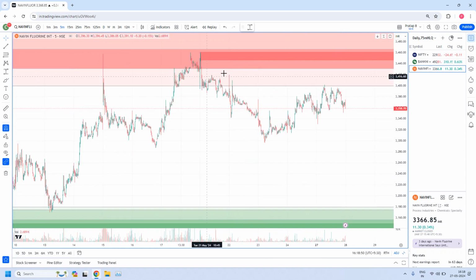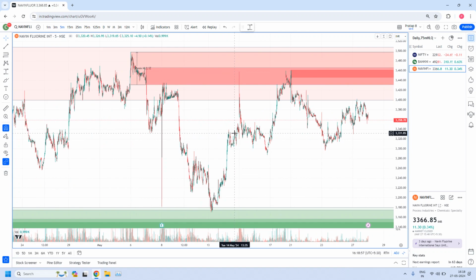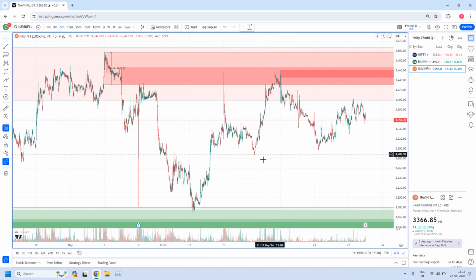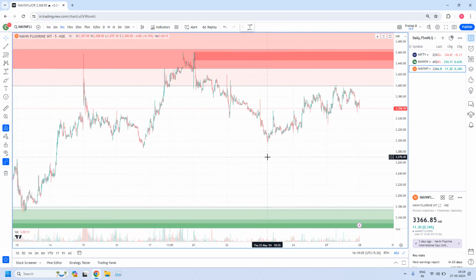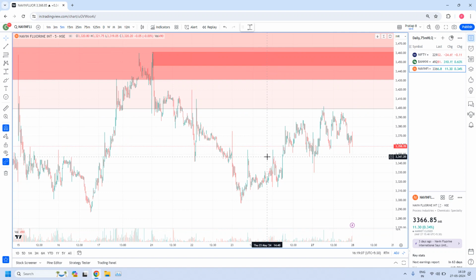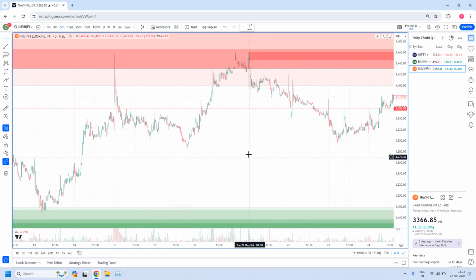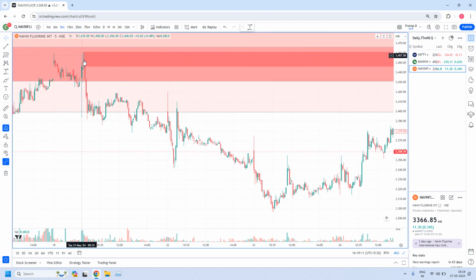So this is how we fine-tuned Navin Fluorine. Finally we found a fine-tuned 5 minutes area in Navin Fluorine. Earlier we thought this zone would be violated, but it didn't happen. See, sometimes institutions are very clever. The zone we thought would fail, didn't fail. The reason is institutions finally created a new fine-tuned 5 minutes area.